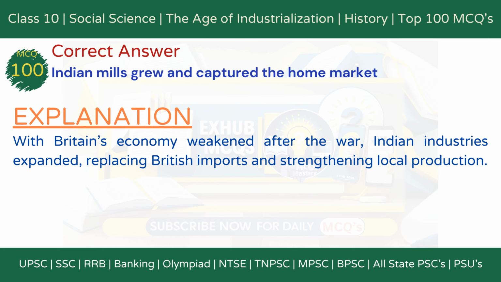The correct answer is option B. Indian mills grew and captured the home market. Explanation: with Britain's economy weakened after the war, Indian industries expanded, replacing British imports and strengthening local production.